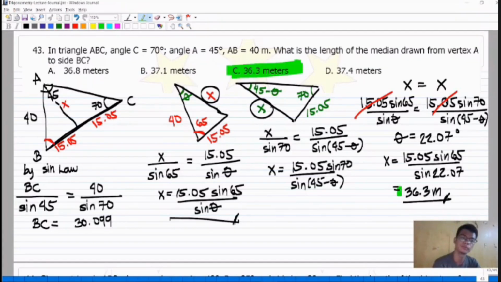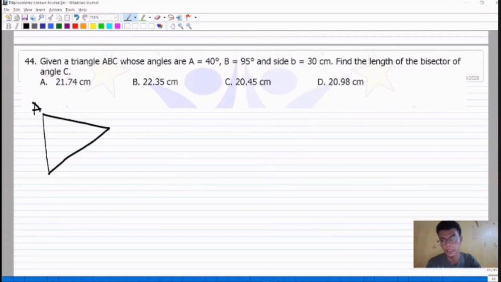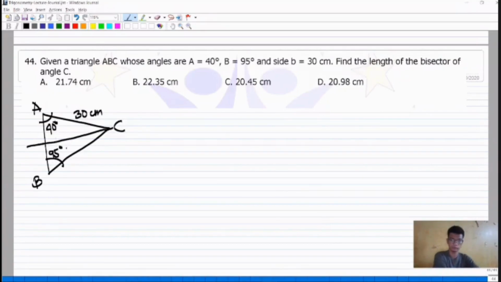Last problem, number 44. Given a triangle ABC, whose angle A is 40 degrees, angle B is 95 degrees, and then side B is 30 centimeters, find the length of the bisector of angle C. Ito naman yung bisector, ano daw yung haba ng x na to. Pero yung binisect niya, yung hinati niya sa dalawa is the angle C.